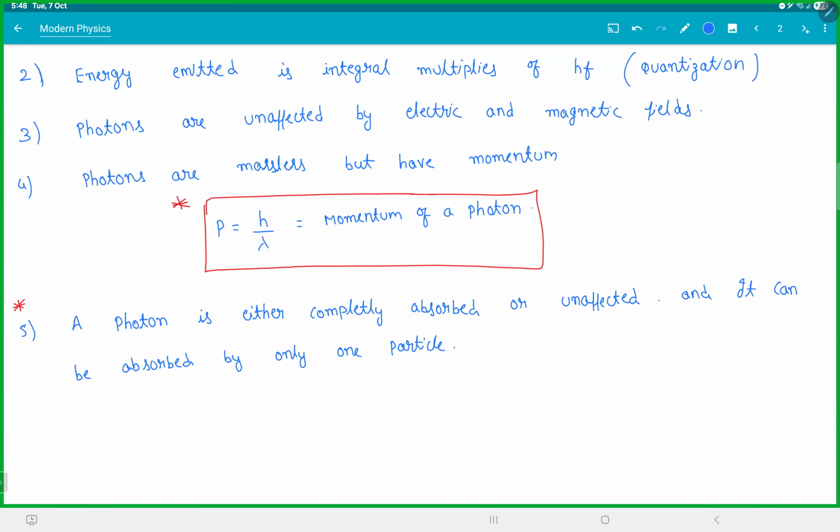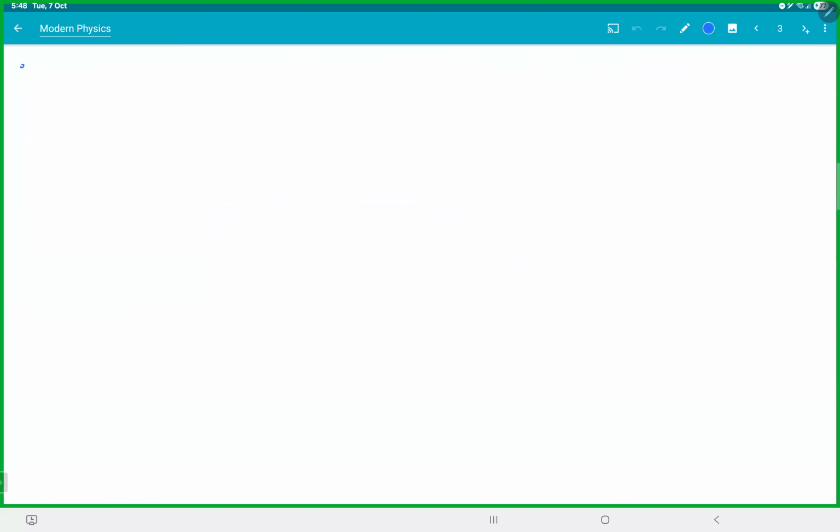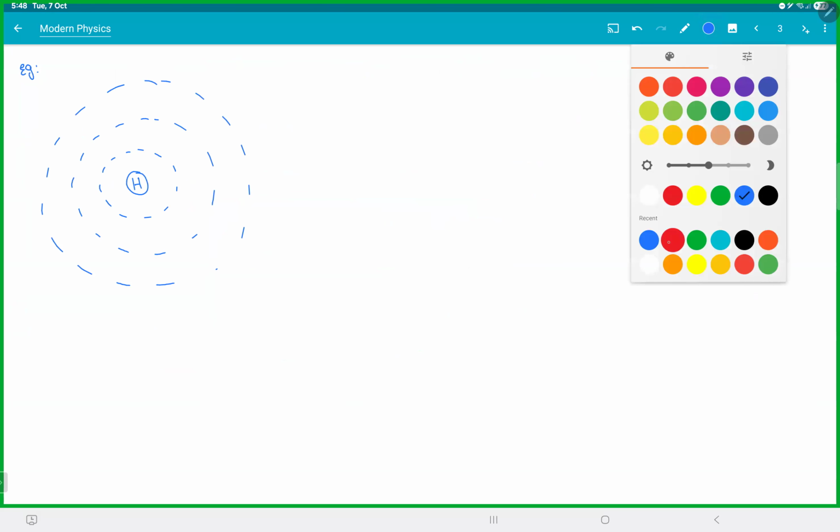So let me give an example. Now, let's take an example from Bohr's theory, where you have a little idea about it. If you take this hydrogen, this is n is equal to 1, n is equal to 2, n is equal to 3. We know 1 to 2 transition will take 10.2 eV, and 1 to 3 transition will take 12.1 eV. Right? Some values you need to remember.